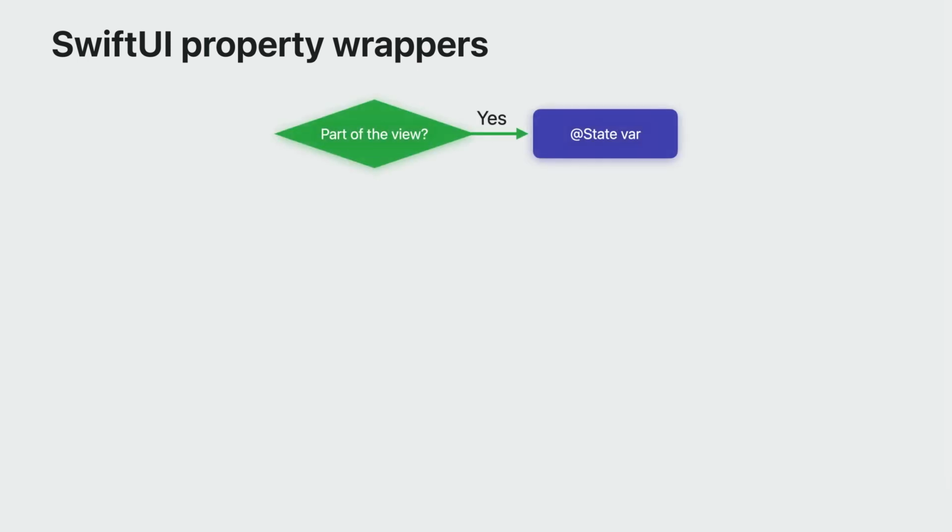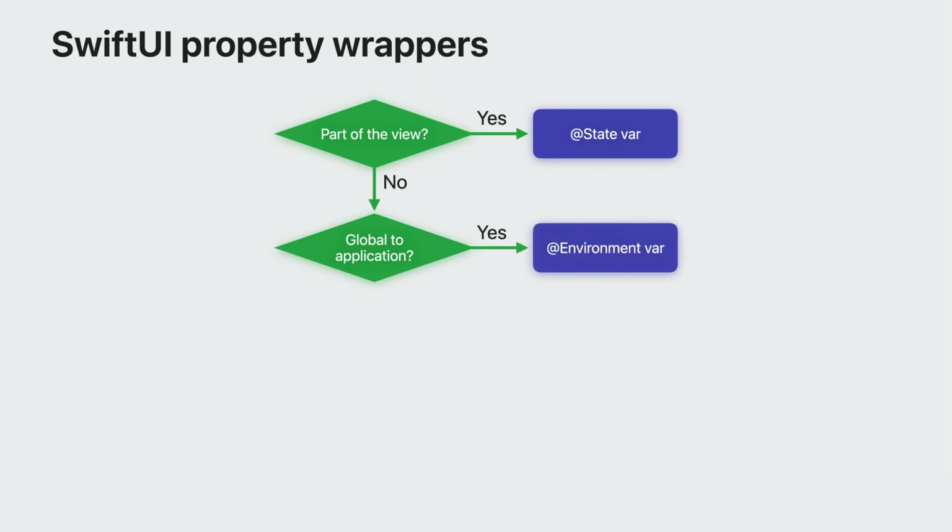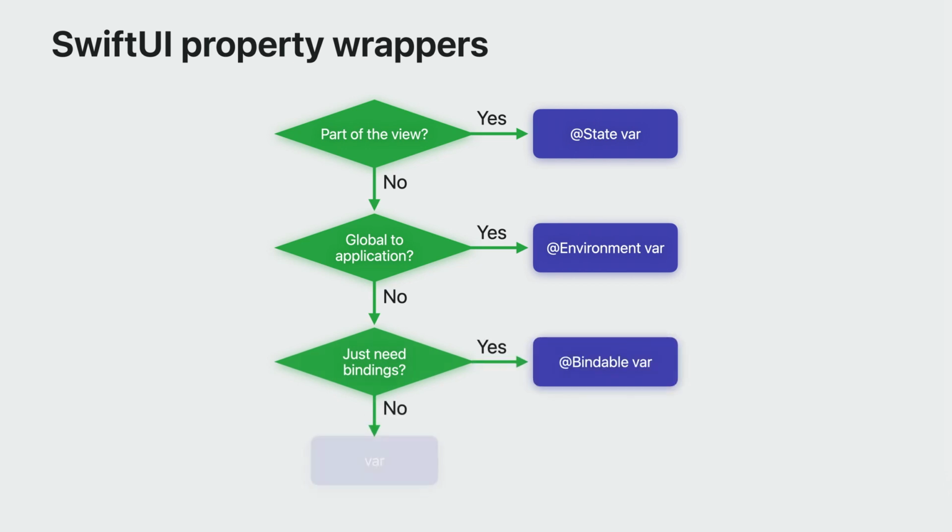To wrap up the wrappers, there are only 3 questions you need to answer for using observable models in SwiftUI. Does this model need to be state of the view itself? If so, use @state. Does this model need to be part of the global environment of the application? If so, use @environment. Does this model just need bindings? If so, use the new @bindable. And if none of these questions have the answer as yes, just use the model as a property of your view.